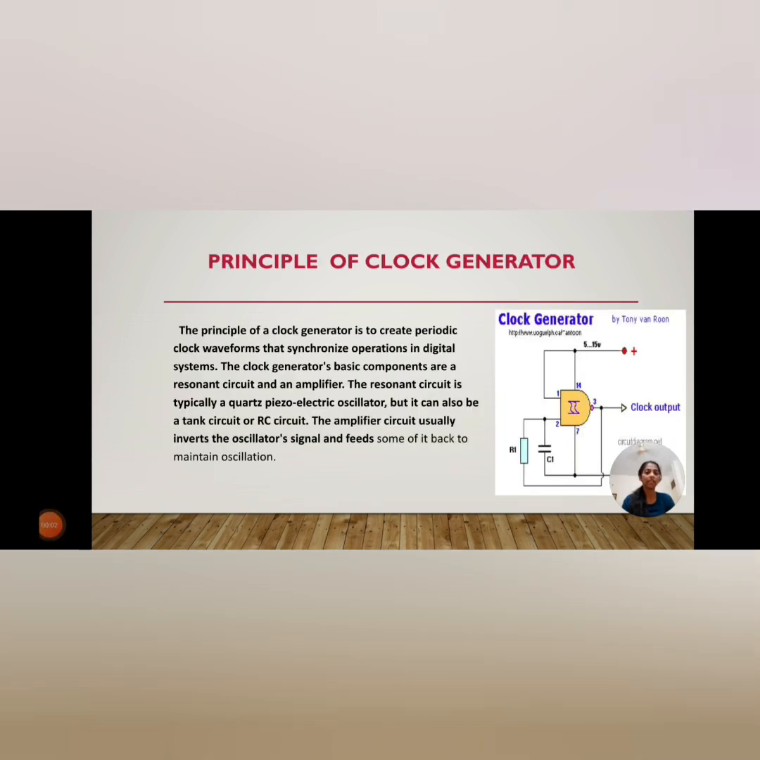Principle of clock generator. The principle of a clock generator is to create periodic clock waveforms that synchronize the operations in digital systems. The clock generator basic components are the resonant circuit and the amplifier. The resonant circuit is typically a quartz piezoelectric oscillator, but it can also be a tank circuit or an RC circuit. The amplifier circuit usually inverts the oscillator signal and feeds some of it back to maintain the oscillations.